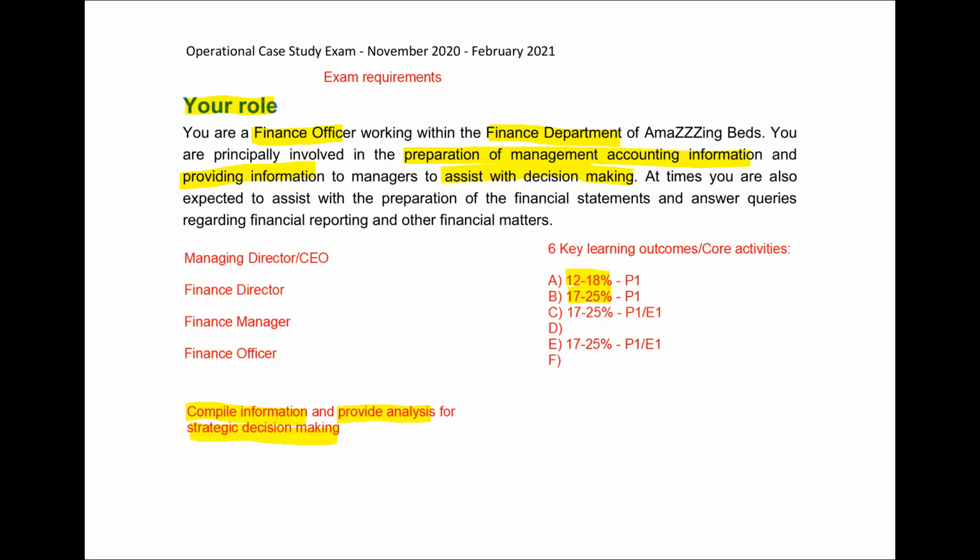Okay, and then core activities C and E then relate to the second half of this sentence that we've just introduced here, the provision of information to managers to assist with decision making.